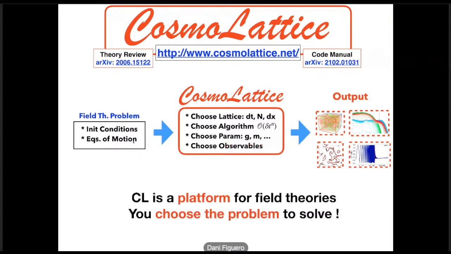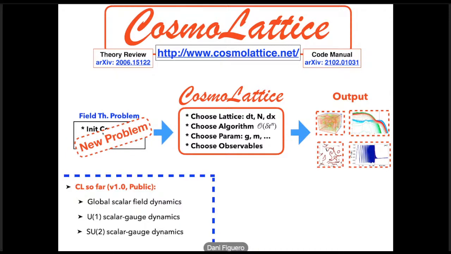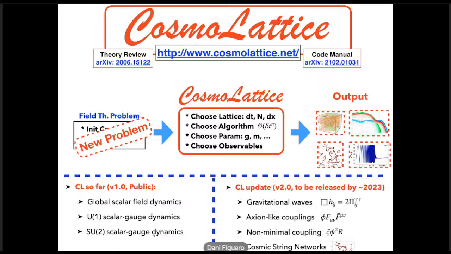So essentially, Cosmolattice is a platform for field theories, and you can choose the problem to solve. You can introduce new problems. Of course, this can be a new problem introduced within this type of dynamics, so scalar field dynamics, abelian gauge dynamics, non-abelian SU2 gauge dynamics, as I was commenting before. But because it is a generic code, we are already working out including other features and interactions.